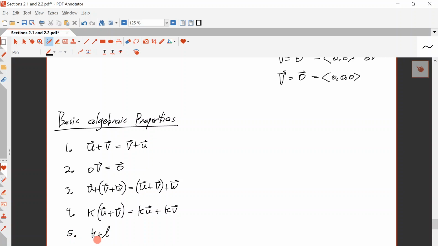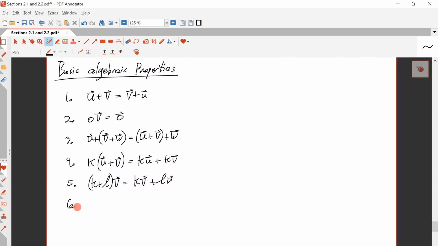We also have distribution like this: (k + l) times v is equal to k times v plus l times v. And six, we have associativity like this: k times (l times v) is (k times l) times v. So those are some basic properties for vector addition and scalar multiplication, and of course you have to show that they're true, but it's all pretty straightforward, so we'll just take those as known.